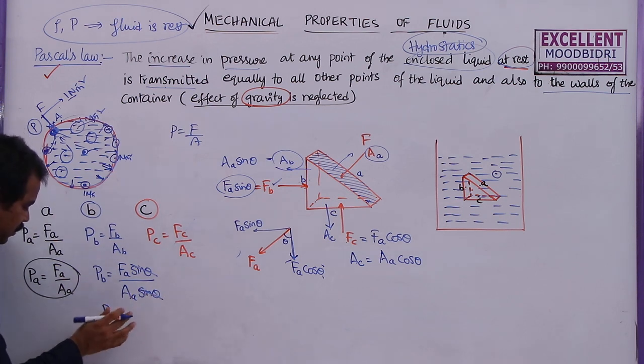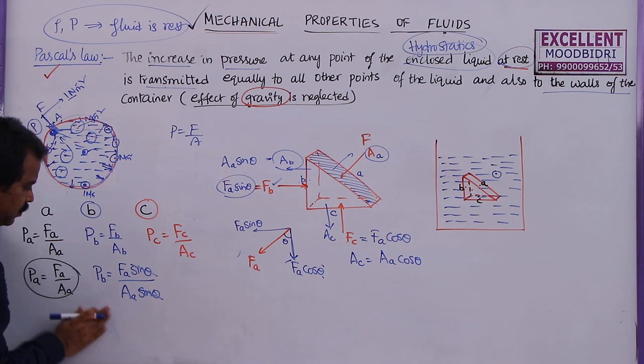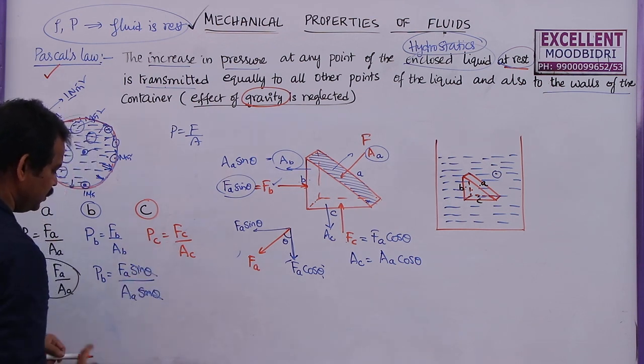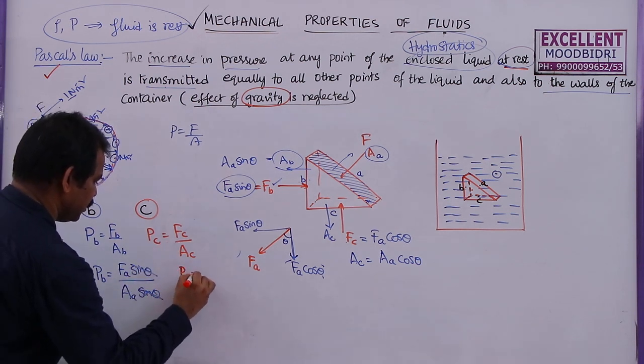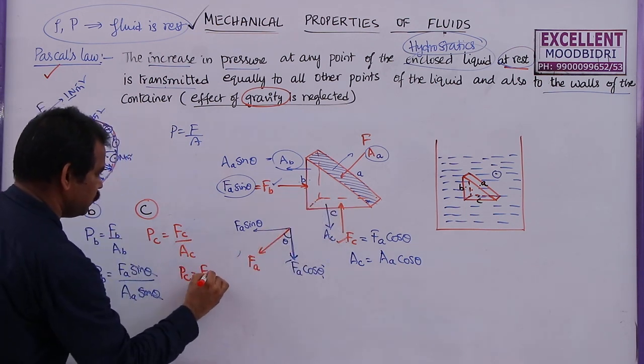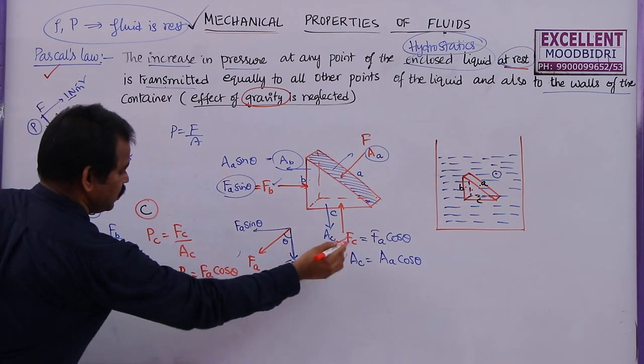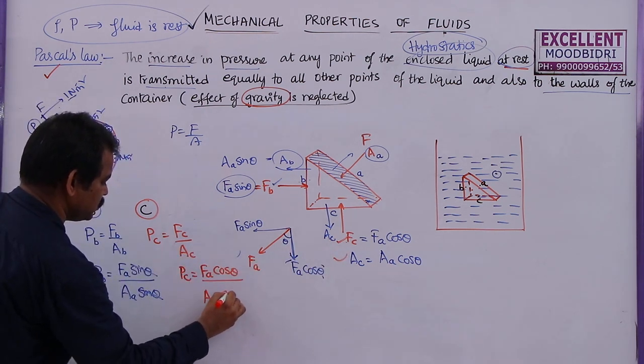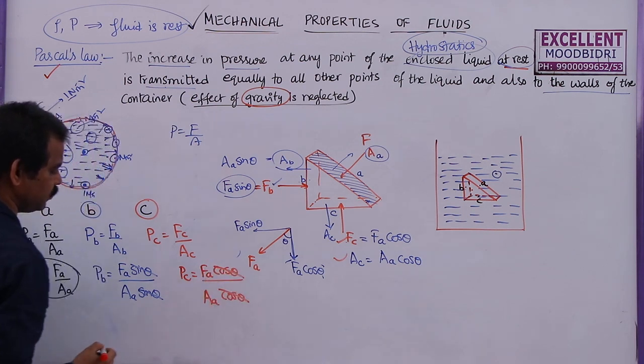So what is PB now? PB, let me come to it later. Now let me see this PC. PC can be written as FC. What is this FC? This is FA cos theta by AC, which is AA cos theta. So these two cancel with each other.